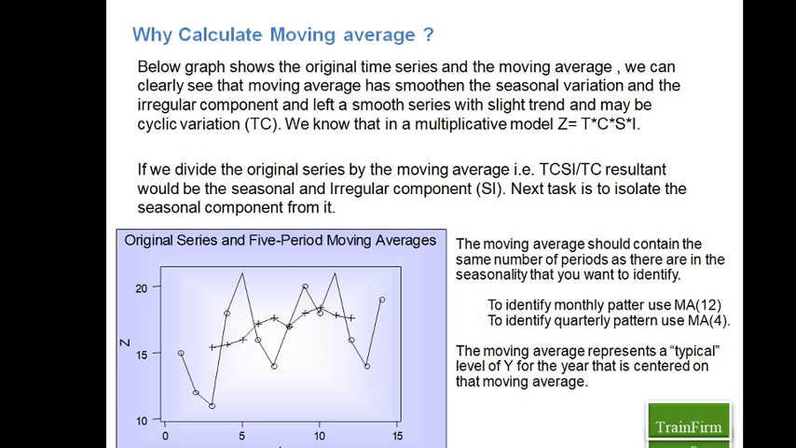Before we move on, the moving average should contain this. Whenever you take a moving average of a certain order, that order should contain the seasonal period, or it should be equal to the seasonal period. Say, for instance, I've got 10 years of data, and the data provided to me is on a quarterly basis.